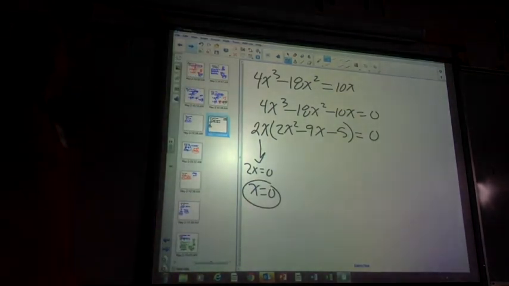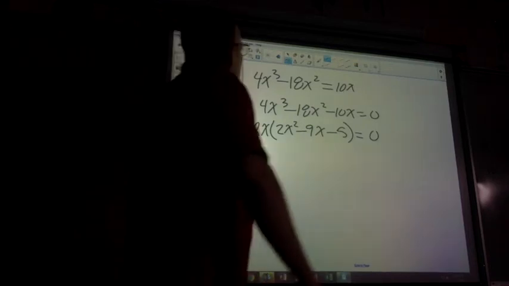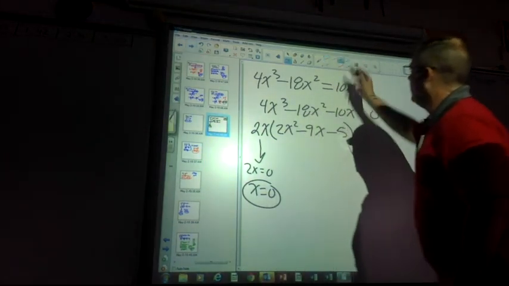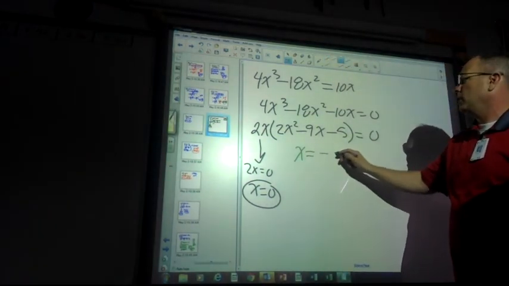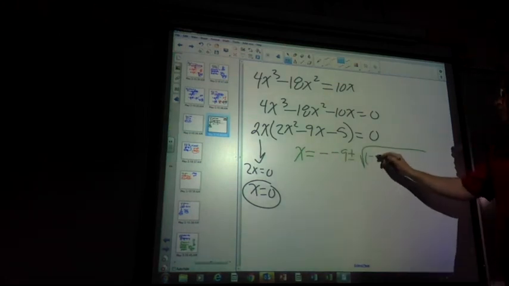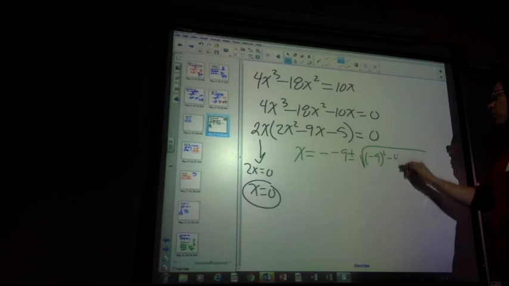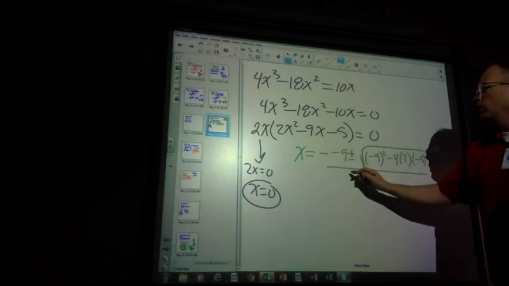That's one answer, right? How many answers should this one have? It's raised to the third power, so how many should it have? 3, right? So I found one of them. There's 2 left. That might factor, I don't know, but I'll use quadratic. Let's see. X is equal to negative b plus or minus the square root of b squared minus 4ac all over 2a.